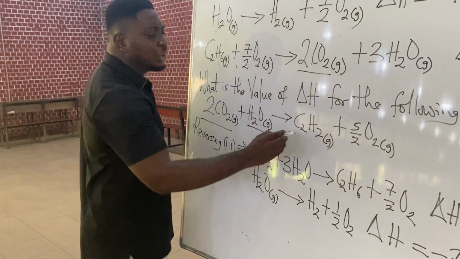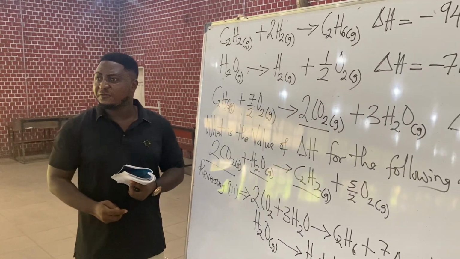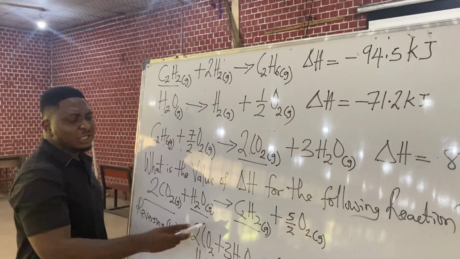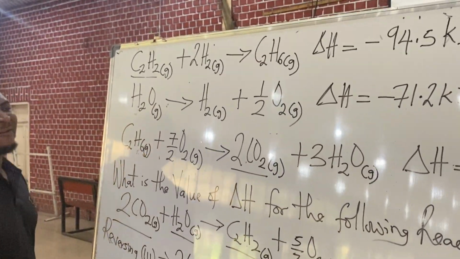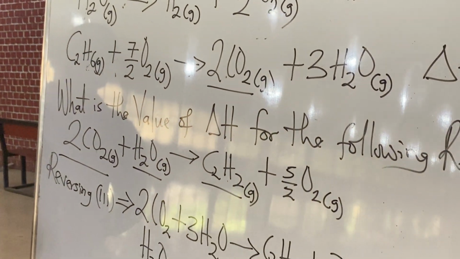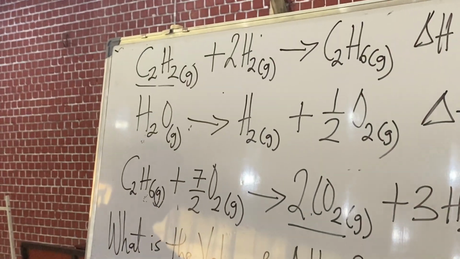Class, let's go to C2H2. Where can we see C2H2 in the equation? First. But it's on the left, right? This one is on the right. So what needs to be done to this one? We have to reverse it.